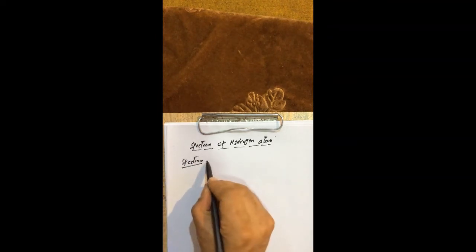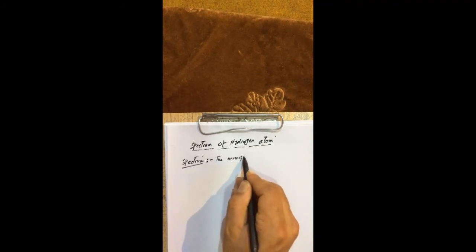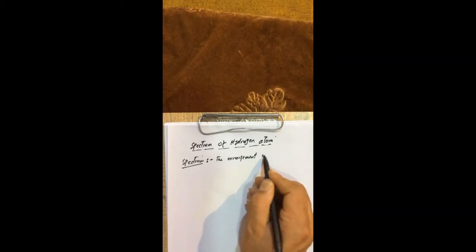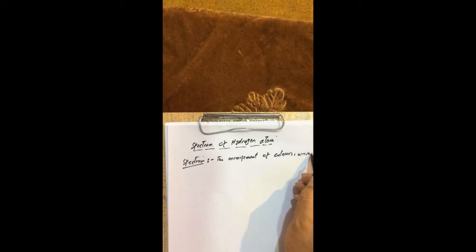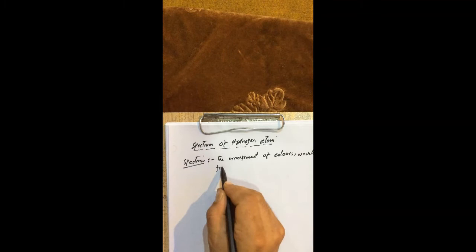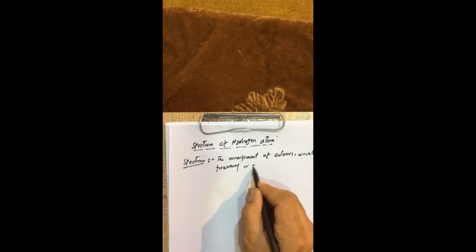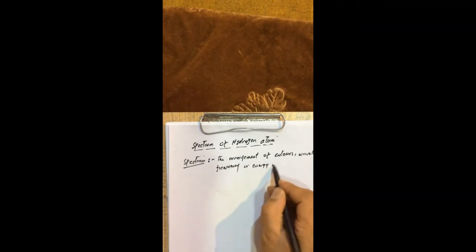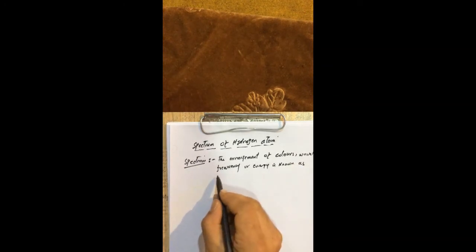Spectrum is basically the arrangement of colors, of wavelength, of frequency, or energy is known as spectrum.